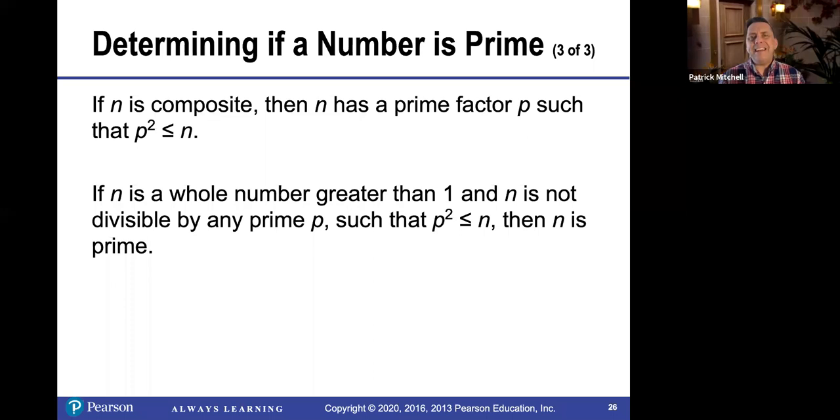So for example, 97, I don't know exactly what the square root of 97 is. It's some decimal, it's 9 point something something. So this is telling me that I only have to check prime factors up to 9 point something something, which means I only have to check 2, 3, 5, and 7. Okay, so that's not hard. If n is a whole number greater than 1, and n is not divisible by any prime p up to the square root of n, I'll say it my way, then n has to be prime.